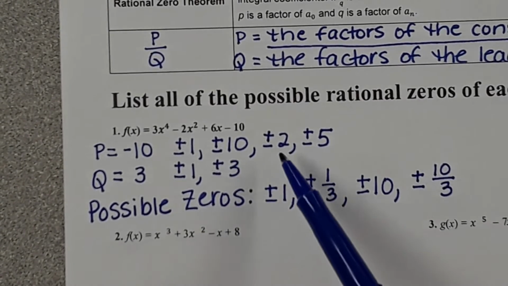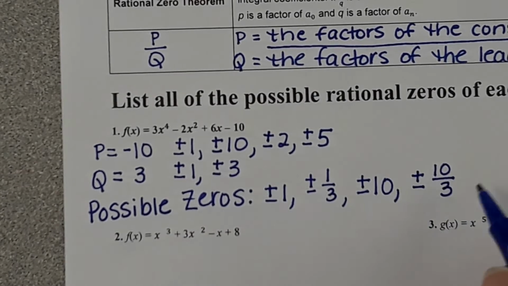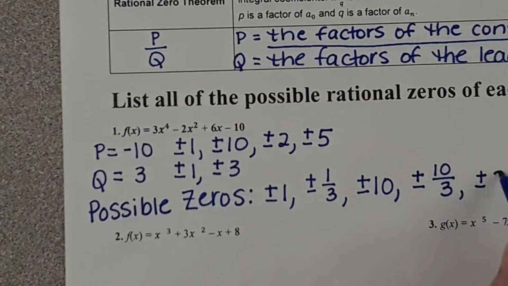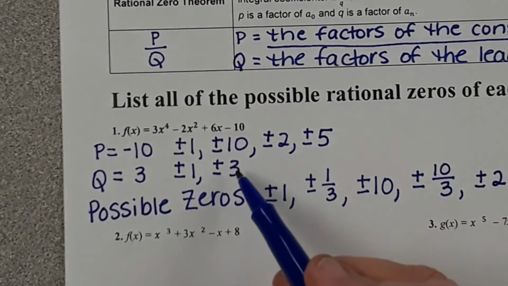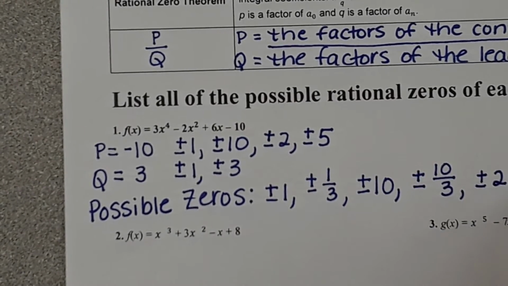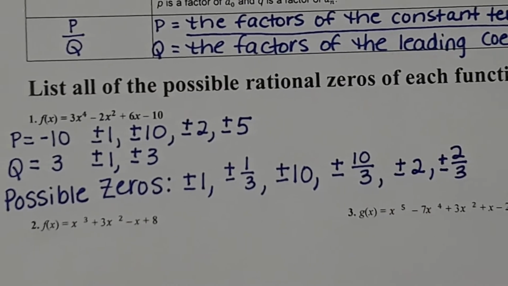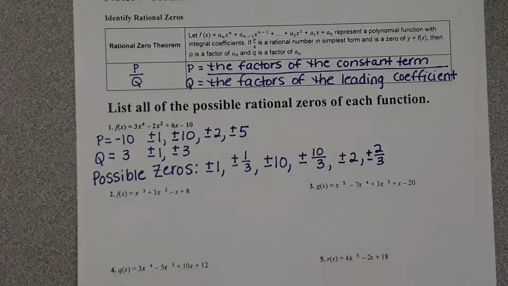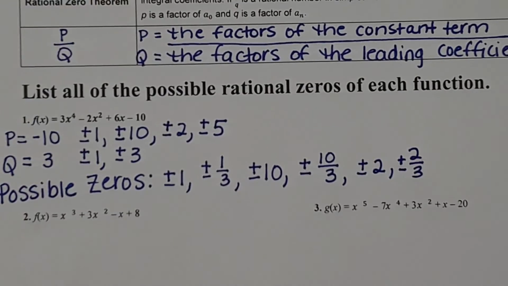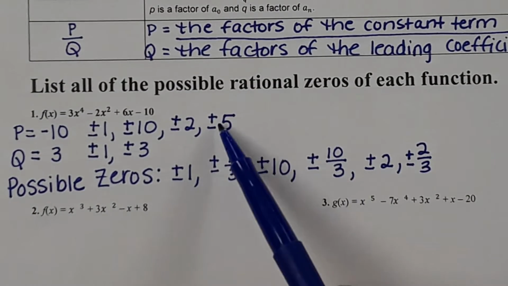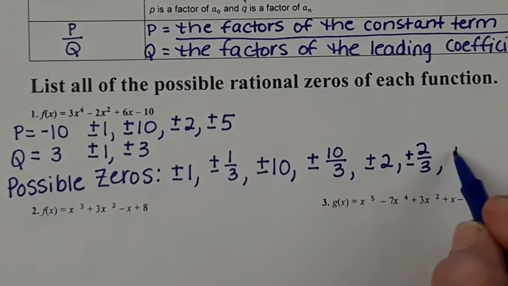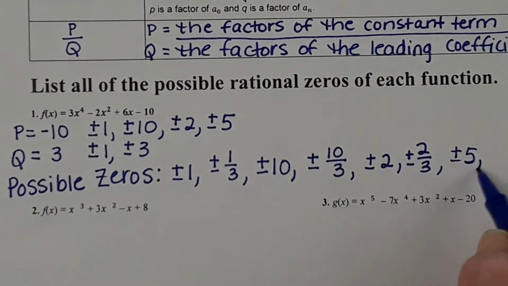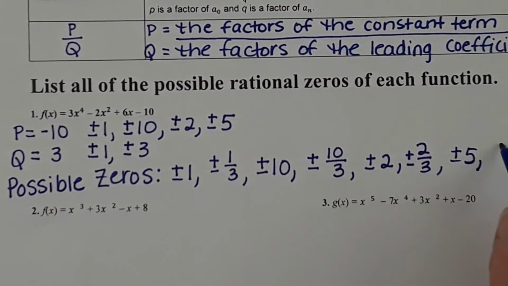Now we're moving on to the 2. 2 over 1 is plus or minus 2. 2 over 3 is plus or minus 2/3. And then finally, because you guys can't see that, sorry, let me zoom out a little bit. Okay, a little bit more. Okay. 5 over 1 is plus or minus 5, and 5 over 3 is plus or minus 5/3.